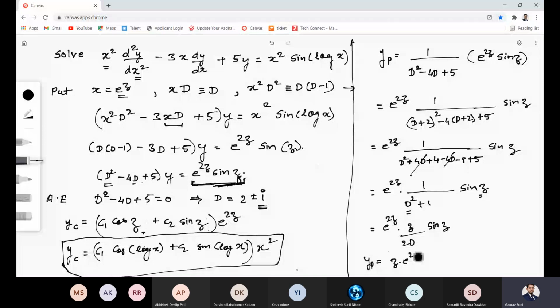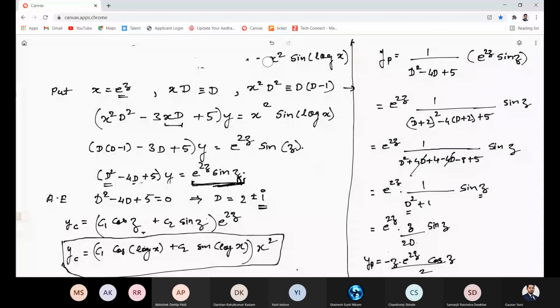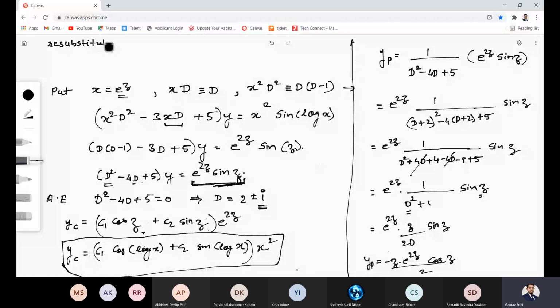This is your yp. Is the solution complete? No, because we have to eliminate this z also. Put the value of z. Z is nothing but log x. So I'll rub this and I will put the value of z over there. So resubstitute, z is equal to log x.